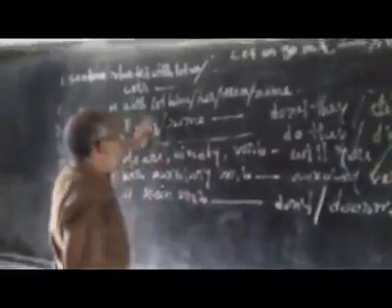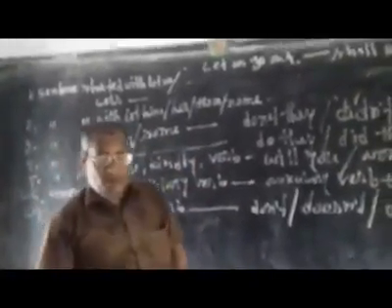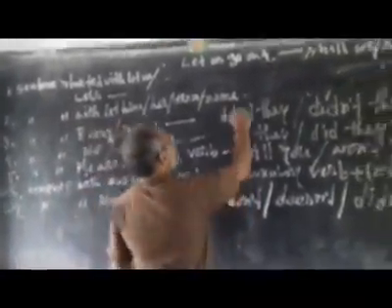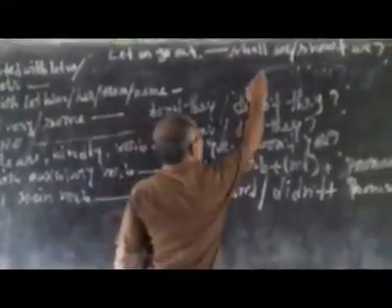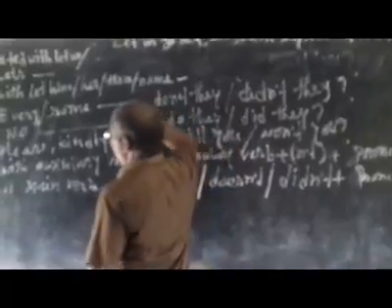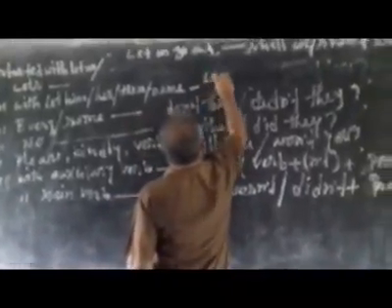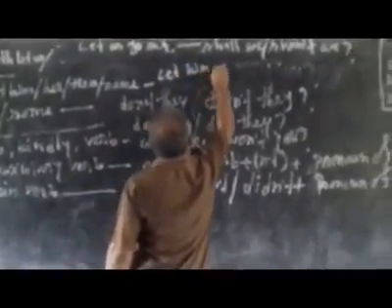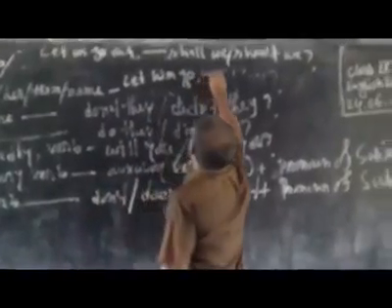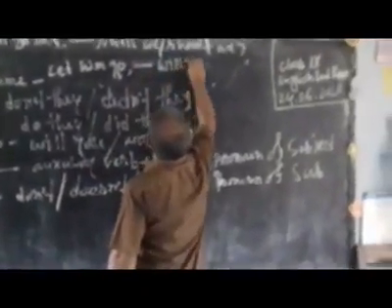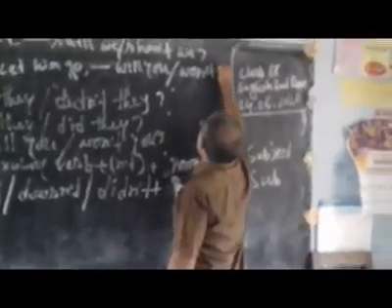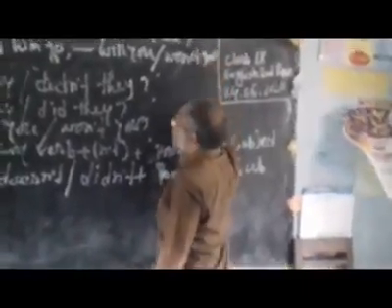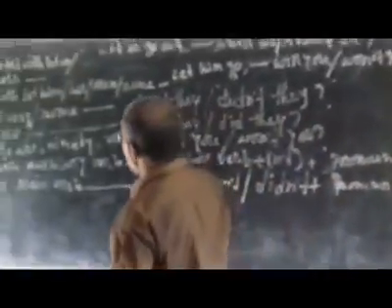Then number two. Sentence started with let him, her, them or any kind of name, Rohim, Korim, Mina, etc. In this case, the tag question will be will you or won't you? I would like to give an example. Let him go. The tag question will be will you or won't you? Both are correct answers.